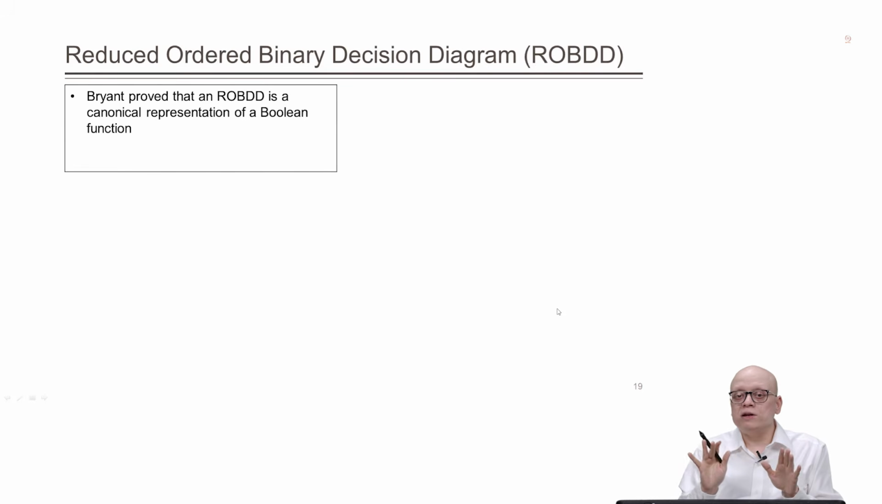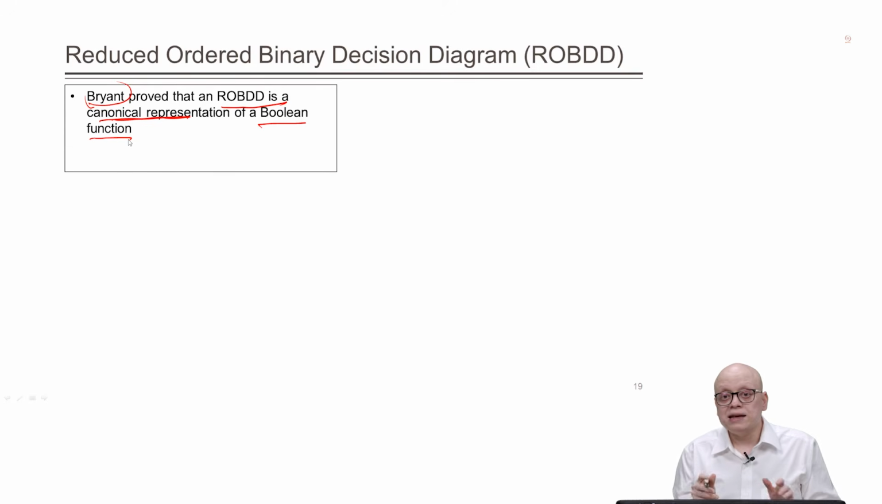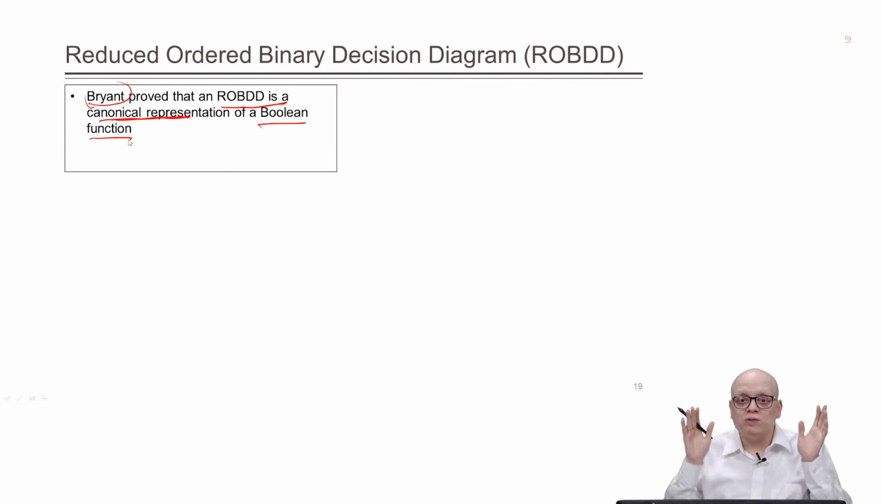Once we have removed the redundancies from OBDD, we get what is known as ROBDD, and Bryant, who was the inventor of this BDD, proved that an ROBDD is a canonical representation of a Boolean function, meaning that if there are two functions which are equivalent, then their representation will be identical in ROBDD. We cannot represent a given function in two different ways.